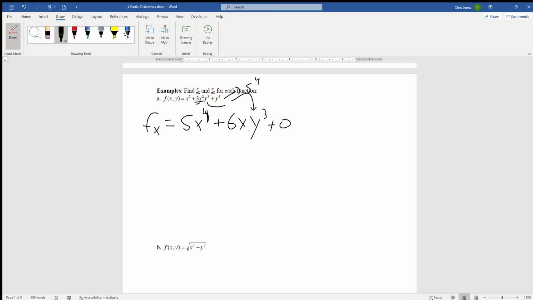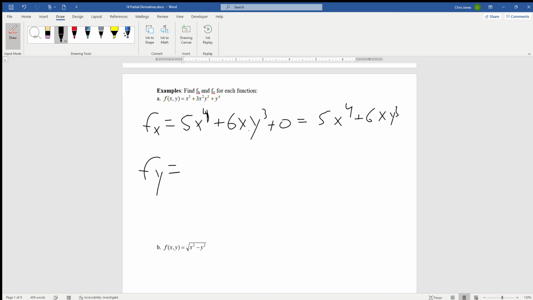All right, so the derivative of y to the fourth with respect to x is going to be 0 in this case. And so finally, we can rewrite the partial derivative with respect to x as 5x to the fourth plus 6xy cubed. All right, and that's all there is to it. It's not meant to be too difficult.